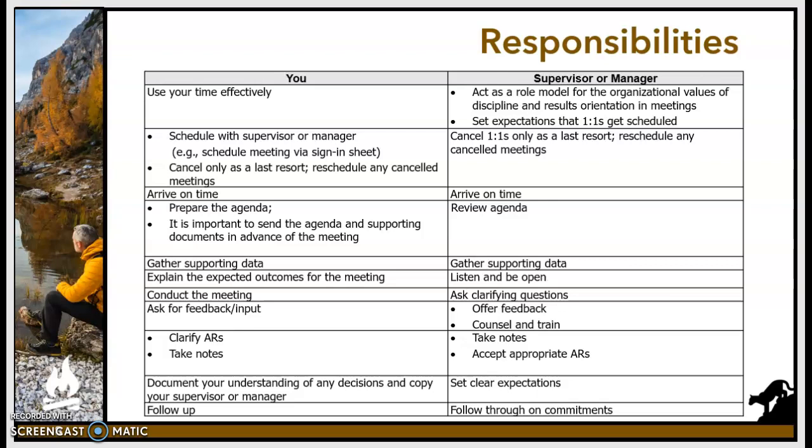Staying on the left, we want to schedule with the supervisor or manager. Scheduling a meeting via the sign-in sheet is the mechanism that we're going to use. I'm going to create one of the sign-in sheets for every 2-week look ahead, and then you're going to be able to sign up for those. We want to cancel only as a last resort, and then we want to reschedule any canceled meetings. If somebody's ill or sick, we want to make sure that we're catching those things up. If it's an emergency, then we can adjust the schedule as need be.